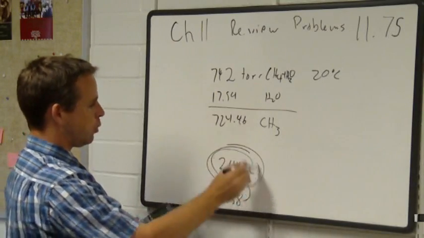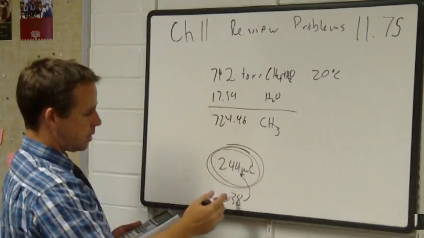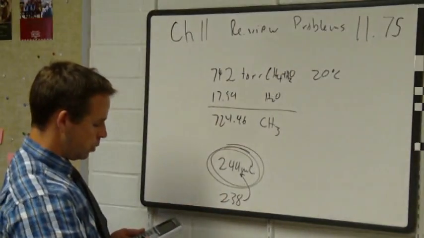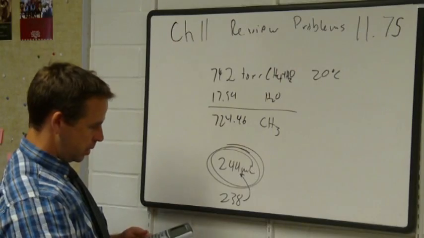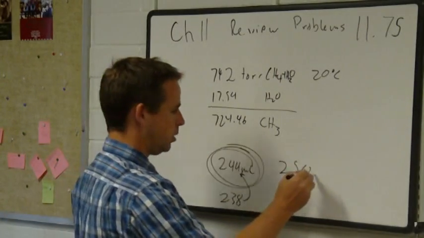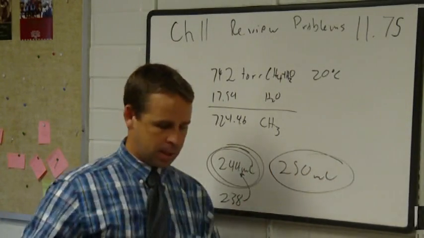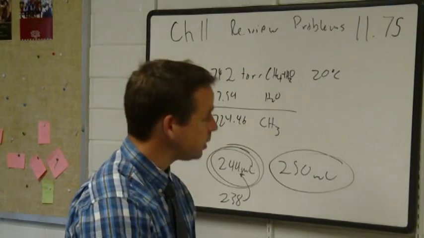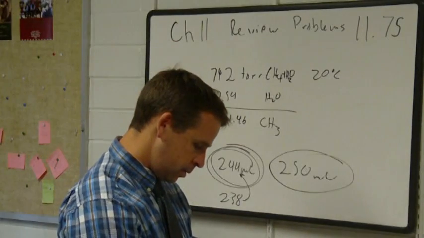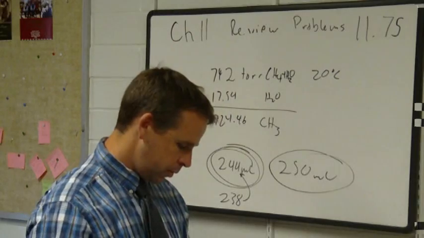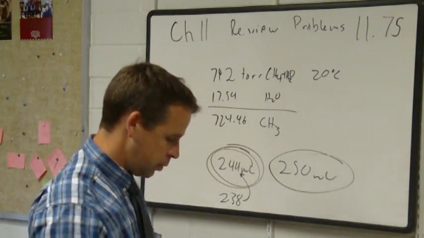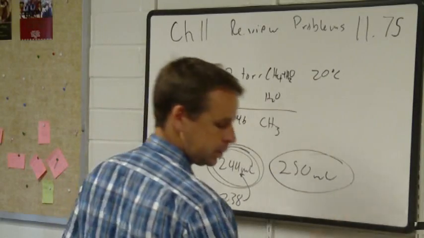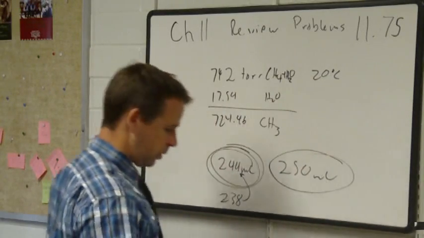So if I want to get 244, not 4, but 6, right? 238 to 244. So if I want to get 244 of methane, I need to add 6 more milliliters. So that's going to be about 250 milliliters of methane, maybe slightly more. So 1175, if I give 250 milliliters of gas under these conditions, I'll get 244 milliliters of methane. That was 1175.